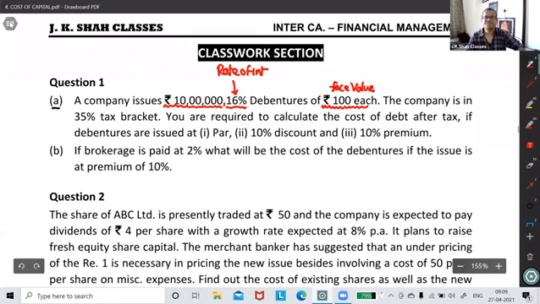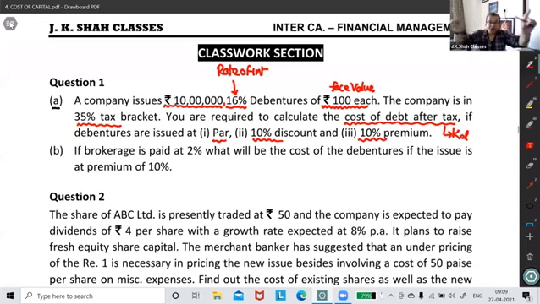Okay. The company is in 35% tax bracket. You are required to calculate the cost of debt after tax. Guys, always remember KD is always post tax. Okay. The options: debentures are issued at par, debentures are issued at 10% discount, debentures are issued at 10% premium.